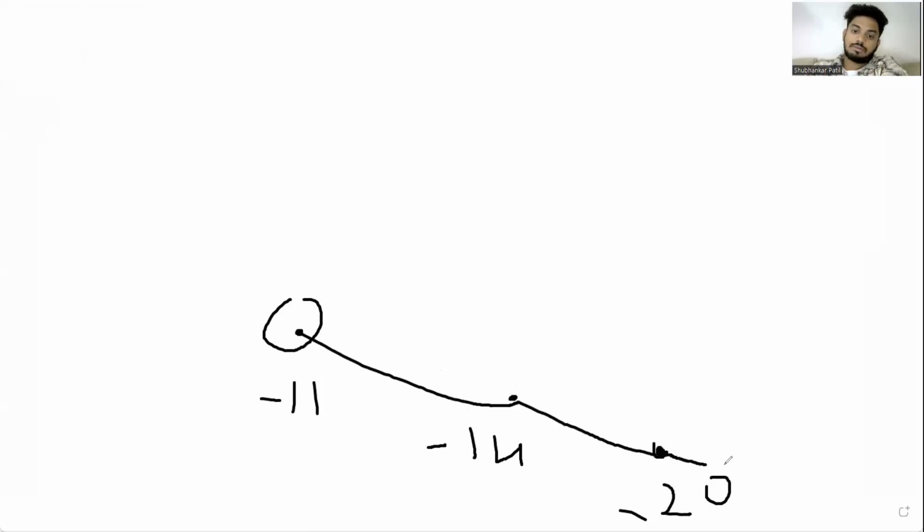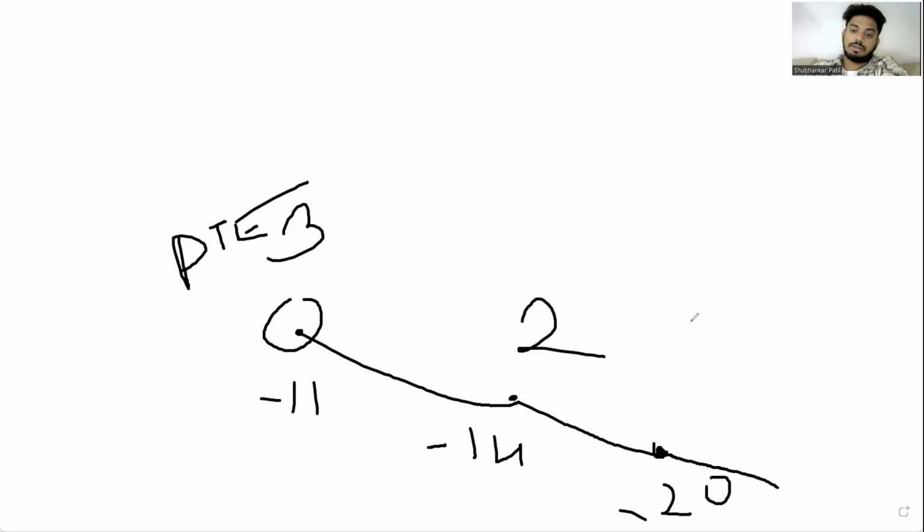Okay, this is how typically it will look like. Over here, there are 3 days left to expiry. Okay, 3 DTE. So the theta was 11. Over here, 2 days left to expiry, the theta decay is 14. On 1 day left to expiry, the theta decay is 20.